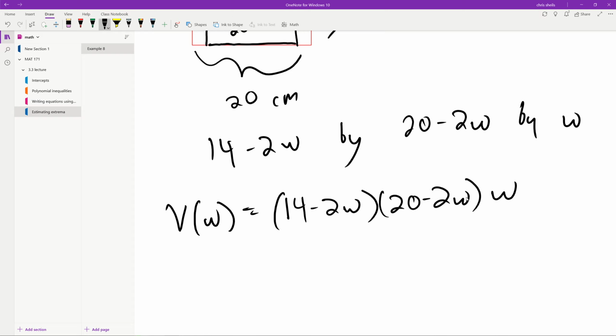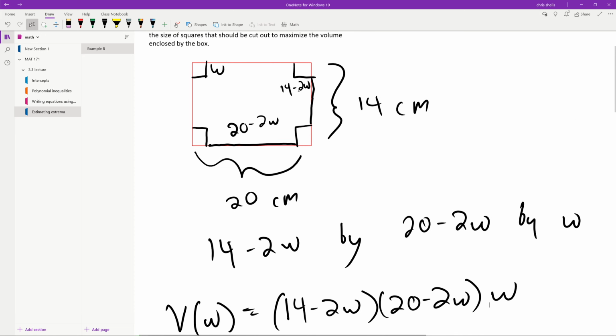Now, if I want to maximize my volume, really the best thing for us to do is to graph this function and locate a maximum on the graph. Of course, considering that these squares actually can't be anything larger than 7 centimeters, right? If these squares are 7 centimeters, I've actually cut out an entire side. And it also doesn't make sense to cut out negative amounts of plastic, right? I can't do that if I'm talking about cutting things.